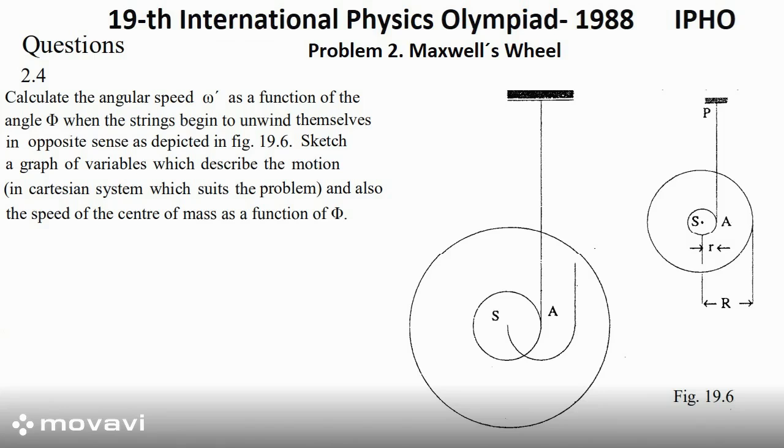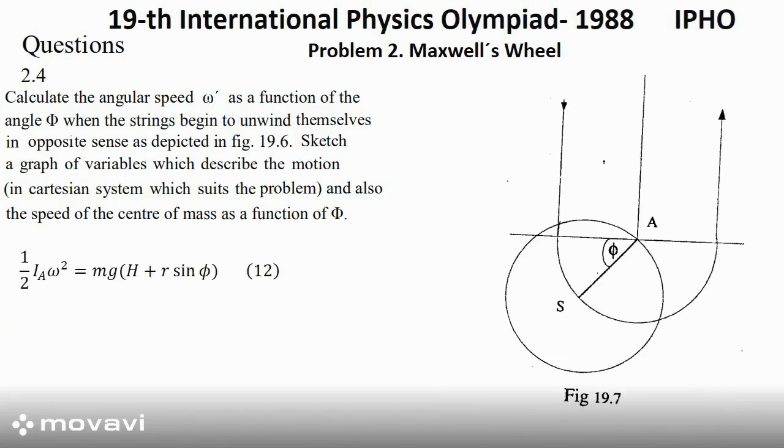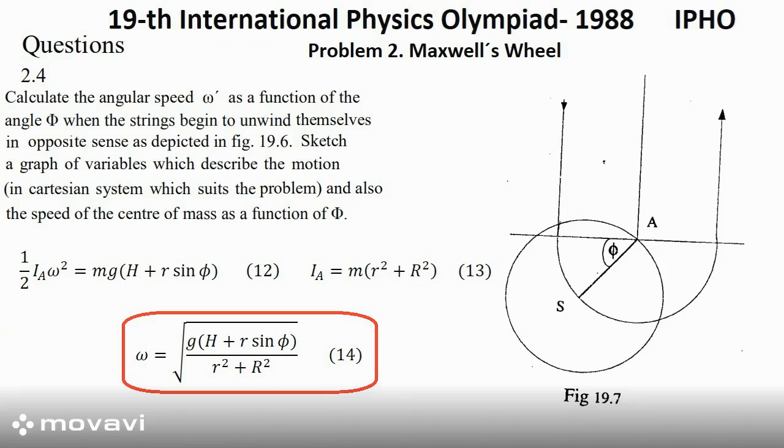Solution to question 4. After the entire length of the threads has been completely unwound, the wheel continues to rotate about the point O, which is at rest for some interval that will be discussed. Let omega be the angular velocity of the center of mass about the axis passing through the point O, and the angle phi is measured from the horizontal, as shown in Figure 19.7. Then from the law of conservation of energy we have Formula 12. Here I_A is the moment of inertia about the point A. Formula 13. It follows that omega is expressed as a function of the angle phi through formula 14.